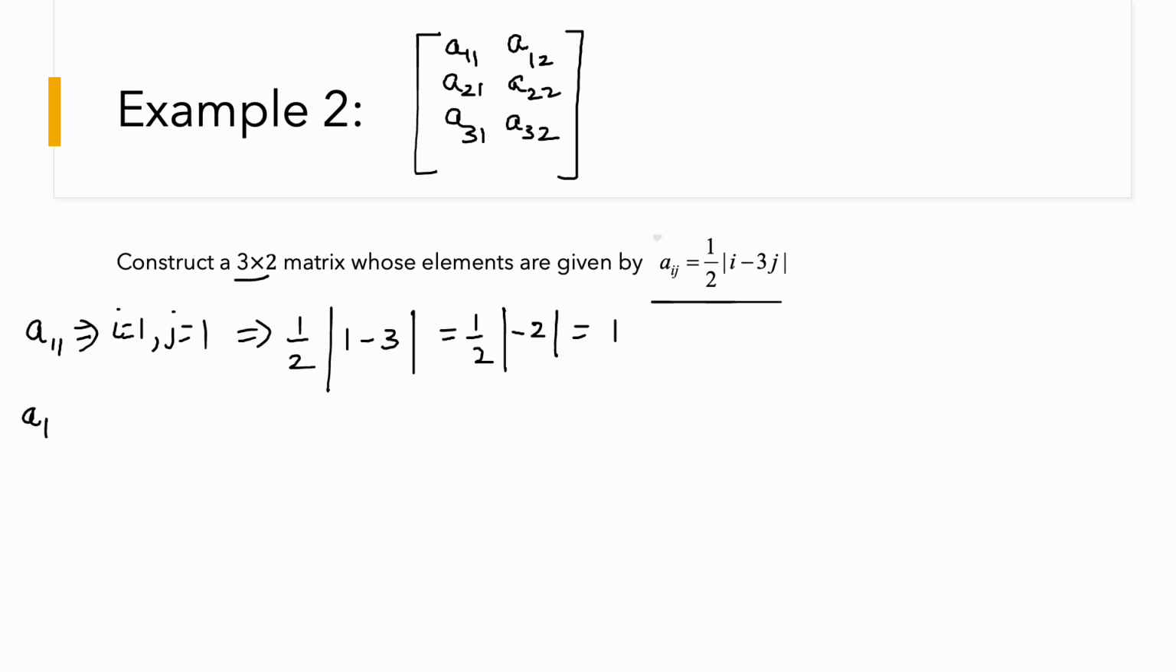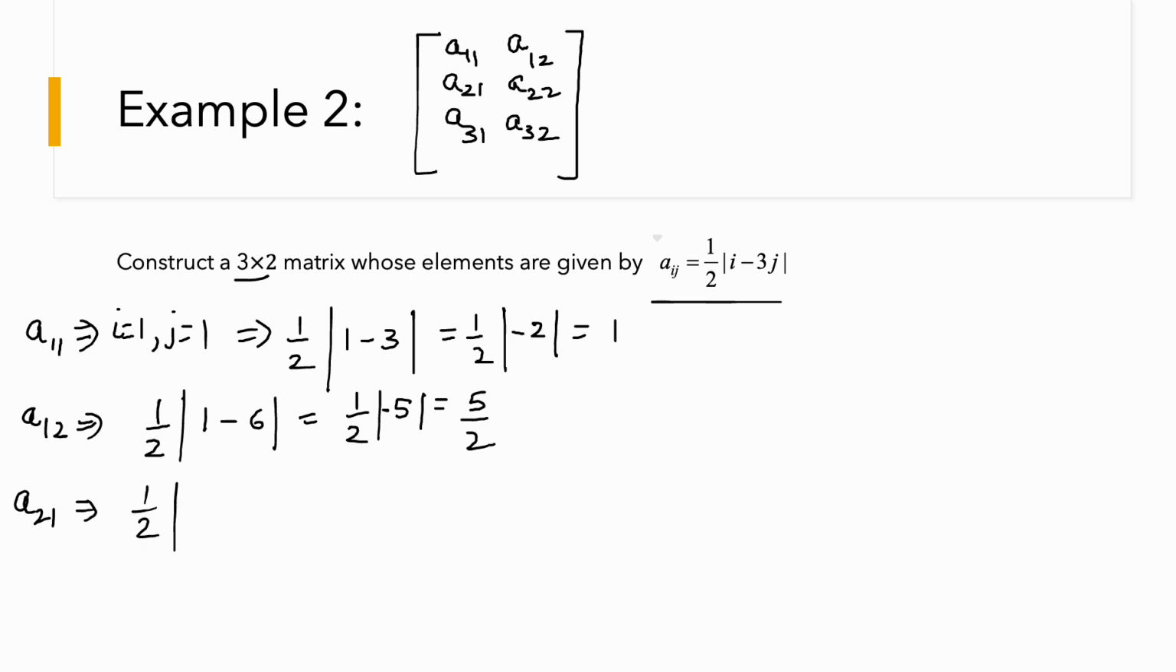Similarly, I can write a12. For a12, i is 1 and j is 2, right? So half mod of 1 minus 6, right? So this is going to be what? Half of mod of negative 5, or just 5, which is going to be 5 by 2. Then a21, so i is 2 basically, so half of 2 minus 3, which is negative 1, mod of negative 1 is just 1, so it is going to be 1 by 2 only.